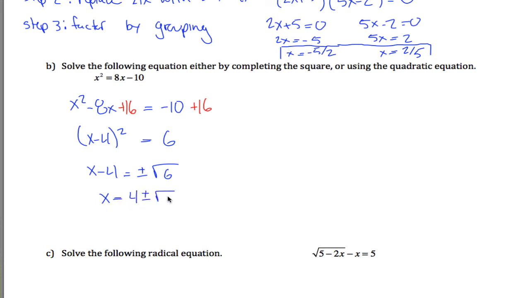You get 4 plus or minus root 6. What that's saying is there's two solutions. One of them's 4 plus root 6, whatever that number is. The other one's 4 minus root 6. This is how you solve this by completing the square.